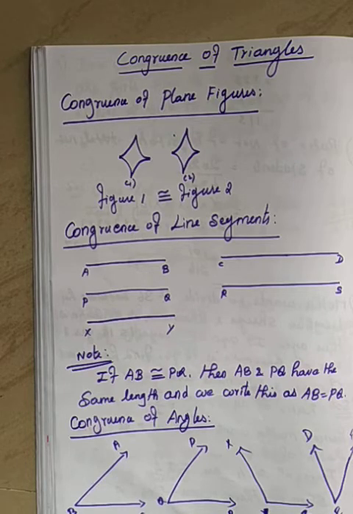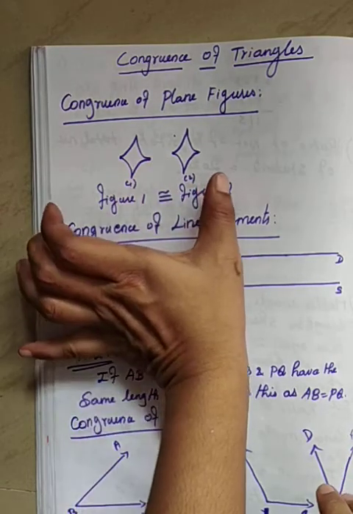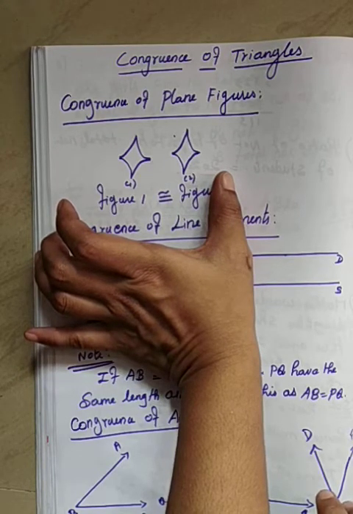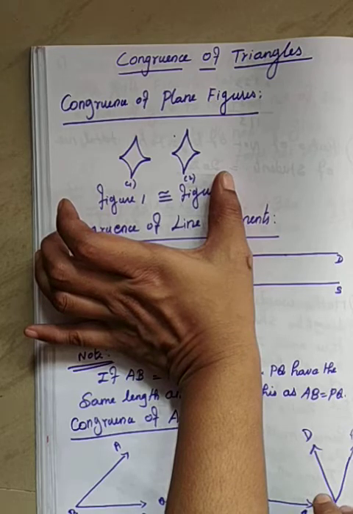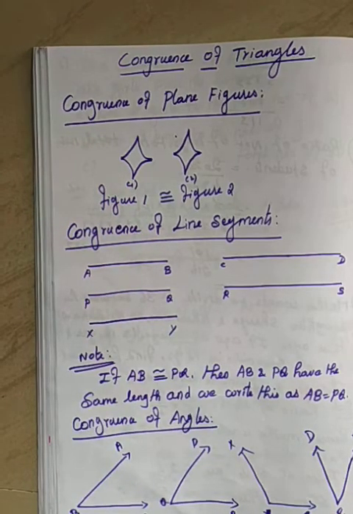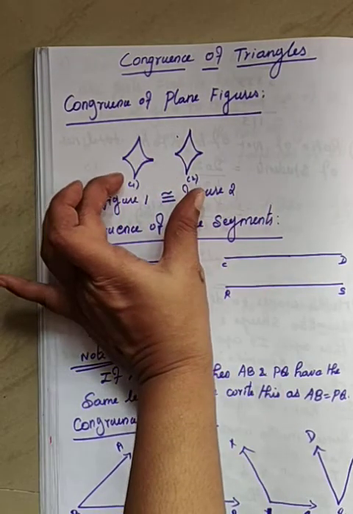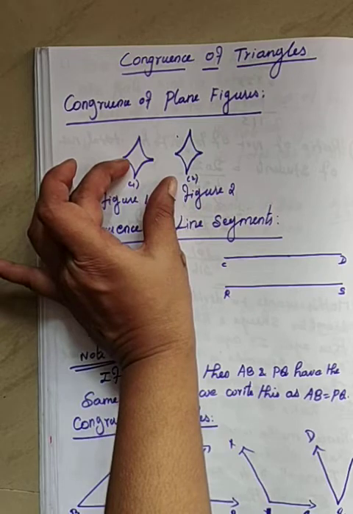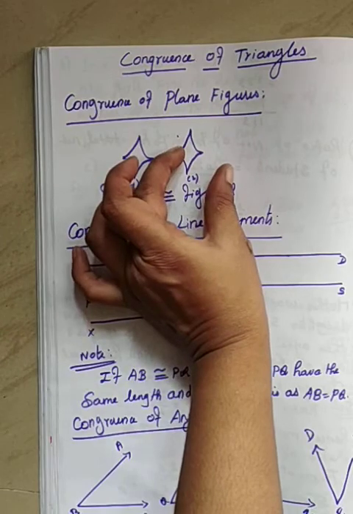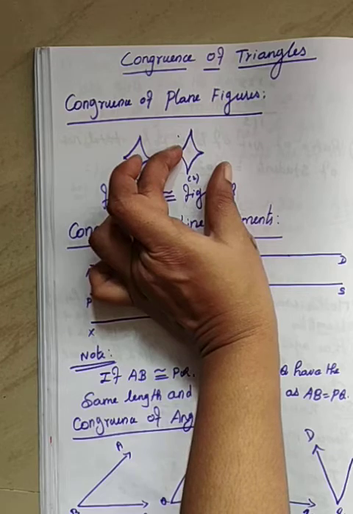Okay, this one is congruence of plane figures. In these two figures, both are congruent, right? So how can we say they are congruent? You can take this picture and cover it to the next picture. That means using tracing paper make a replica of figure 1 and superimpose it on figure 2. If the replica covers figure 2 exactly, then we can say that they are congruent.